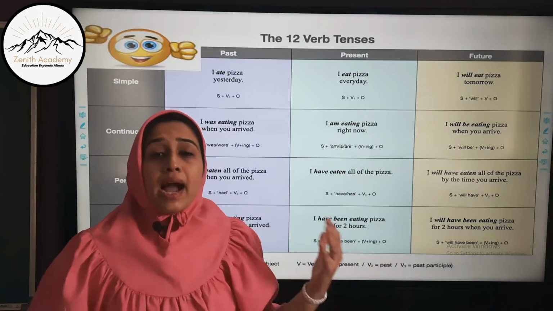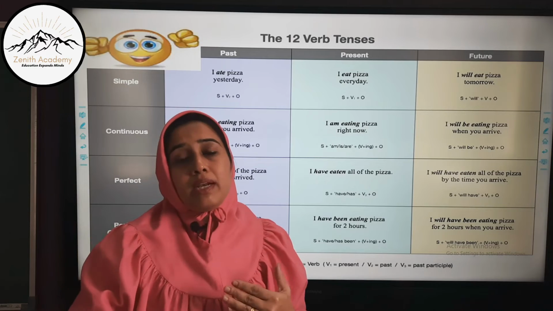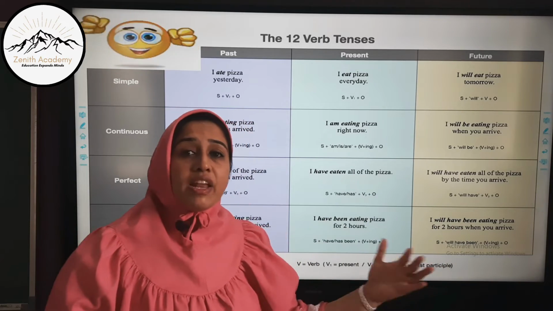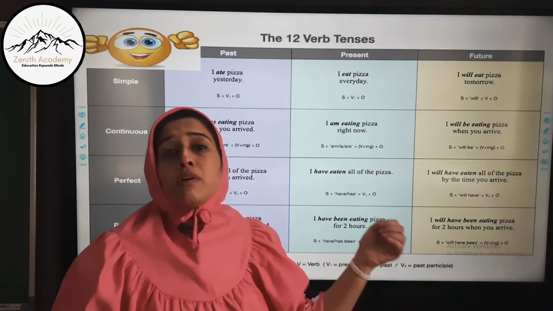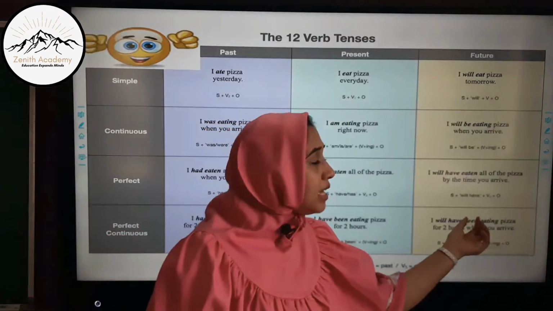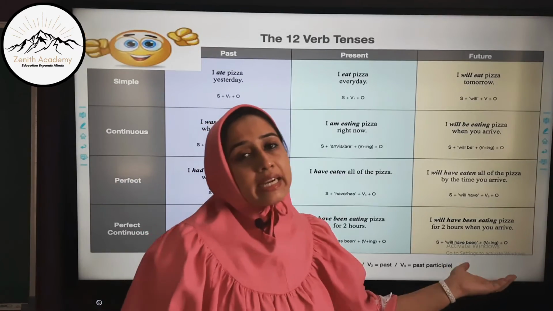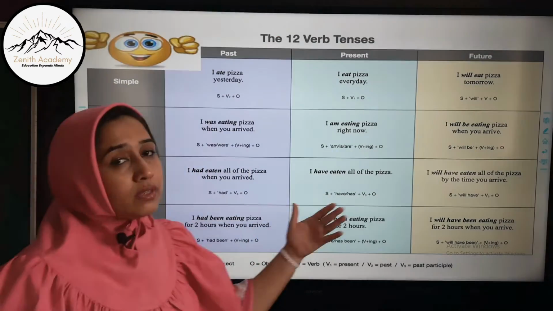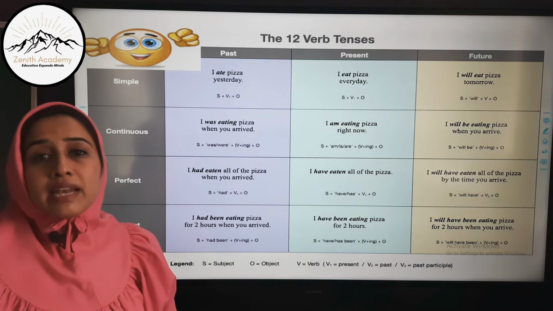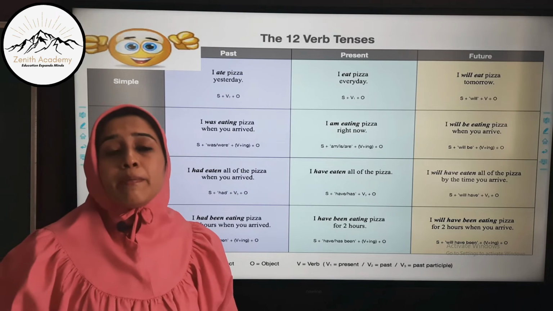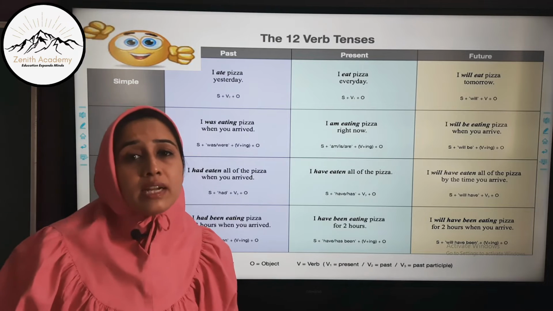In future tense, I am predicting something, telling about the future, that I will have been eating pizza. So will is the word that shows future tense, and have been eating is always connected with the perfect continuous tense. So my dear students, please take a screenshot of this slide to always keep it handy for a quick review of all the tenses.